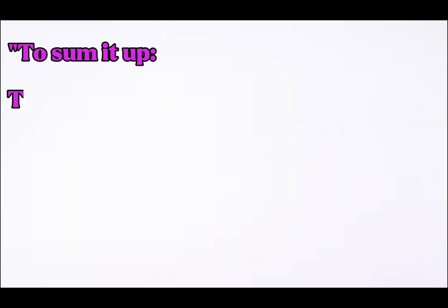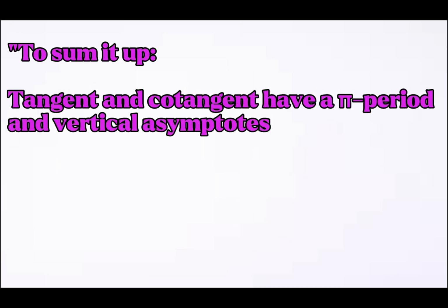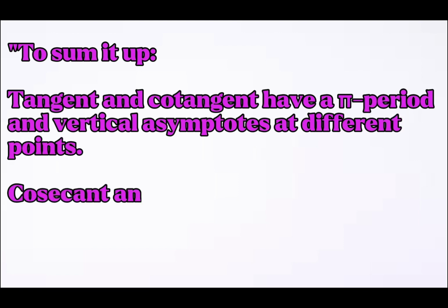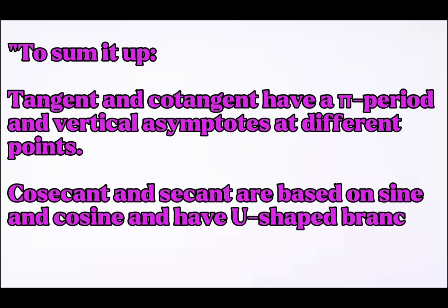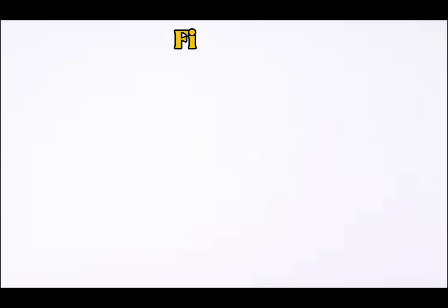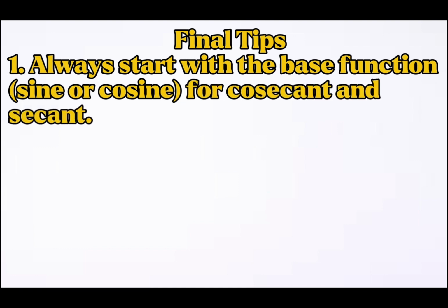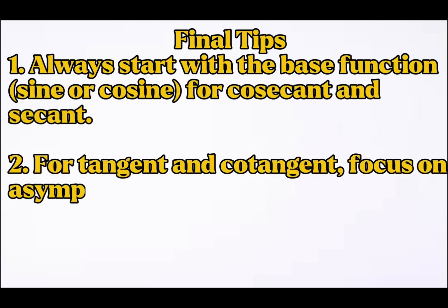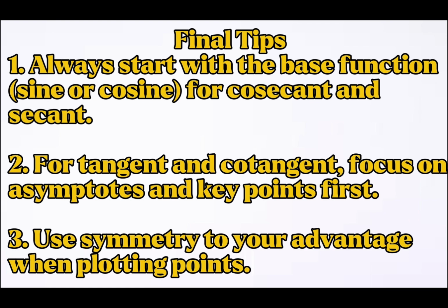To sum it up, tangent and cotangent have a pi period and vertical asymptotes at different points. Cosecant and secant are based on sine and cosine, and you have U-shaped branches around the asymptotes. By following these steps, you can graph each function accurately. Here are some final tips. First, always start with a base function, sine or cosine for cosecant and secant. Second, for tangent and cotangent, focus on asymptotes and key points first. Third, use symmetries to your advantage when plotting points.